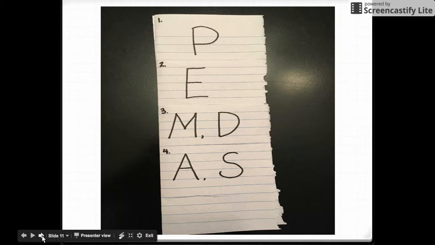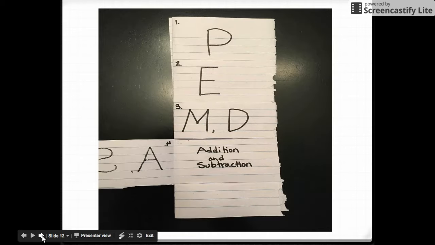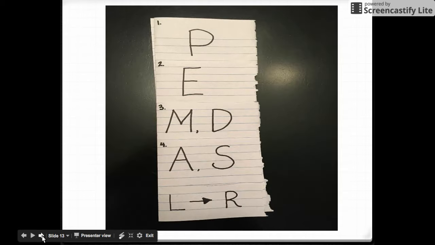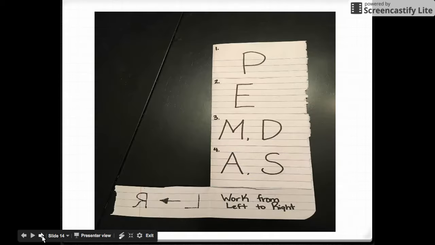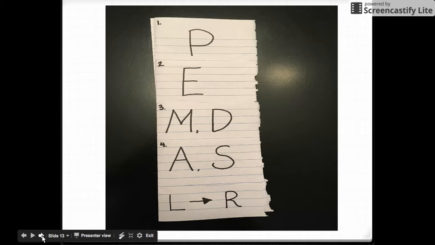The last step is adding and subtracting. So now I want you to put an A and an S on the fourth tab. Open up the tab and write addition and subtraction. The fourth step is adding and subtracting within your math problem. On the last tab, I want you to write an L with an arrow and an R. This helps us remember that we work math problems from left to right. Remember, it is important when we're working order of operations problems that we work from left to right.